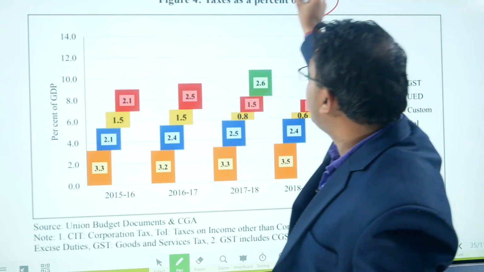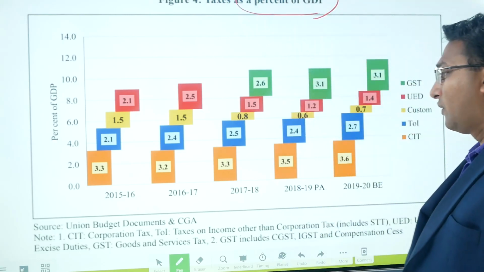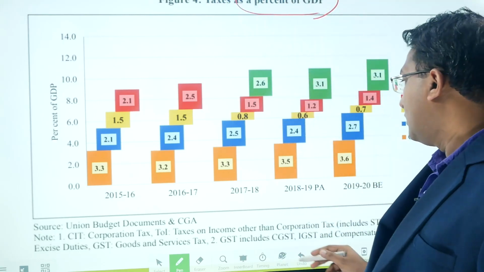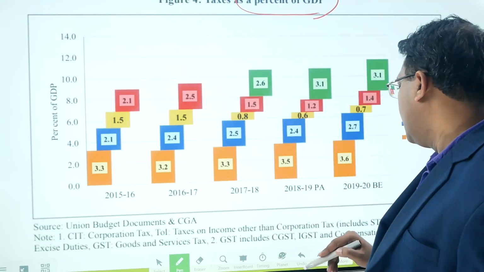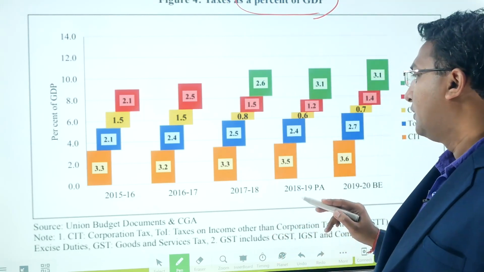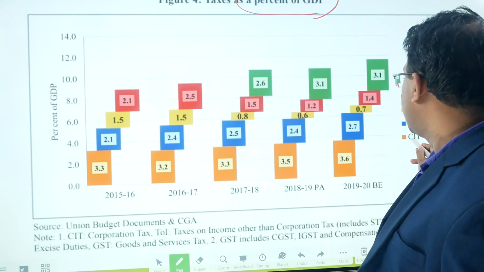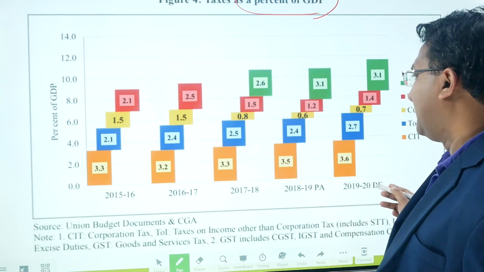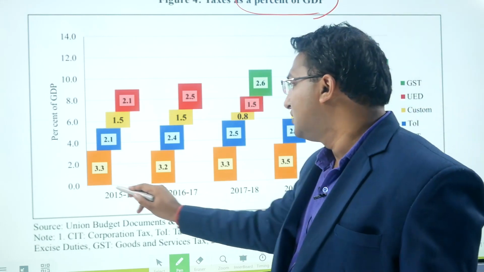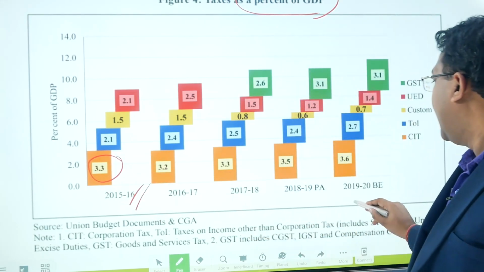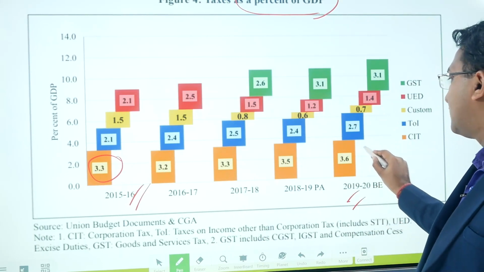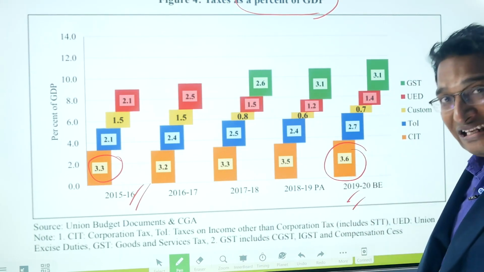Taxes as a percentage of GDP. This is very crucial. So taxes as a percentage of GDP, we can see over here CIT, that is corporation income tax. Corporation income tax is 3.3% in 15-16 and in 19-20 we expect 3.6%. So there is an increase or growth.